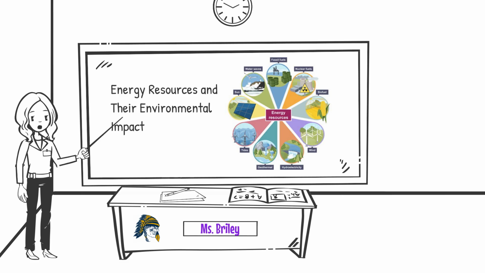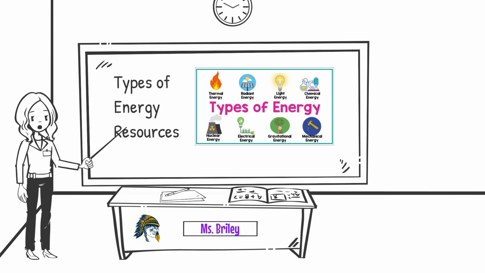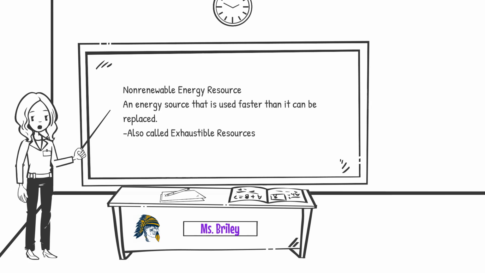Now we're going to look at energy resources and their environmental impact. Humans use large amounts of energy to power cars, heat homes, and produce electricity. This energy comes from the environment, which is our surroundings of all living things, and energy in the environment itself. What different types of energy resources do we have?